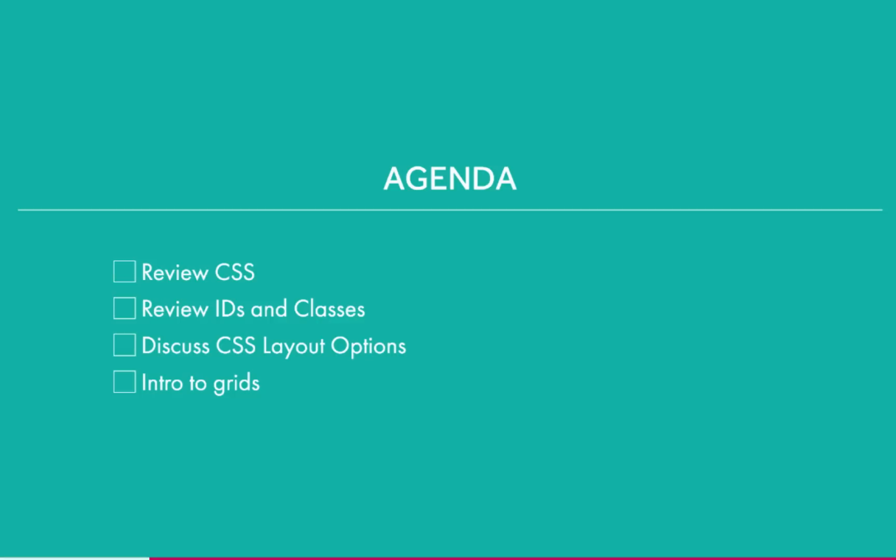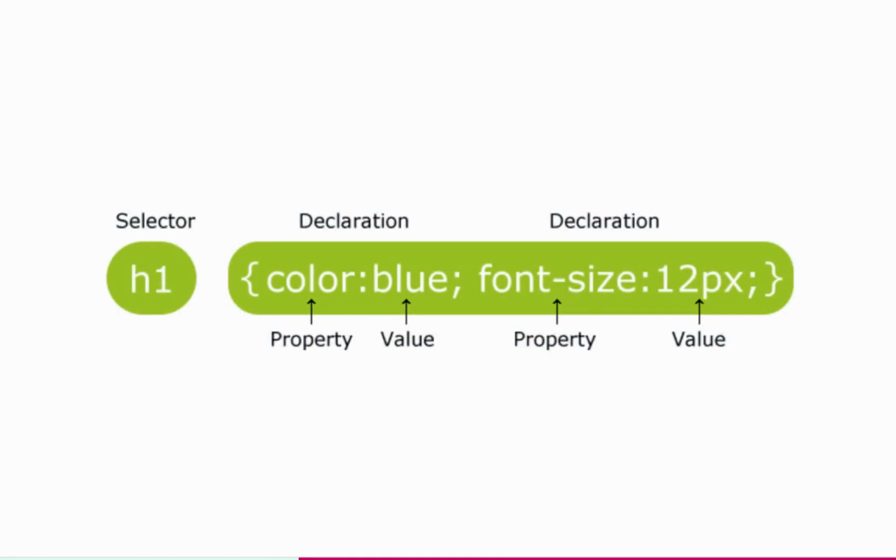So let's get rolling. The first thing I want to do is quickly talk about CSS syntax again. This comes from W3 Schools, just to point out the different components or syntax of CSS. We've got our selector. This is the thing that we're selecting, the thing that we want to style or change. In this example, H1.